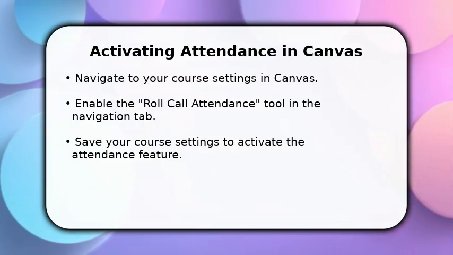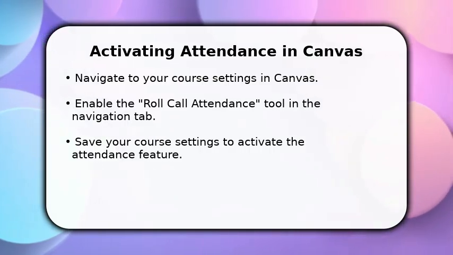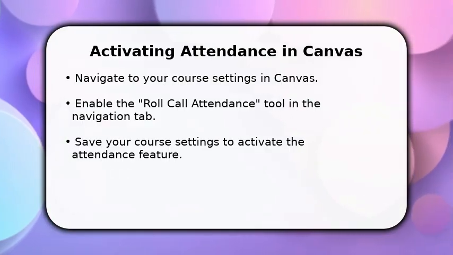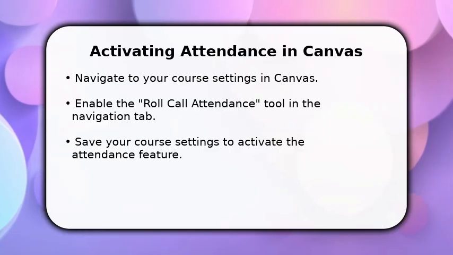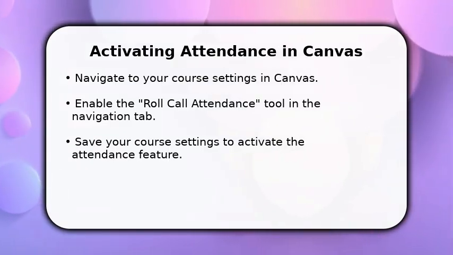First, access your course and click on Settings in the Course Navigation menu. Then, select the Navigation tab. You'll find Attendance or Roll Call Attendance in the list of hidden items. Drag it to the Active section above and remember to click Save at the bottom of the page. This simple step activates the Attendance tool, making it ready for use in your course.